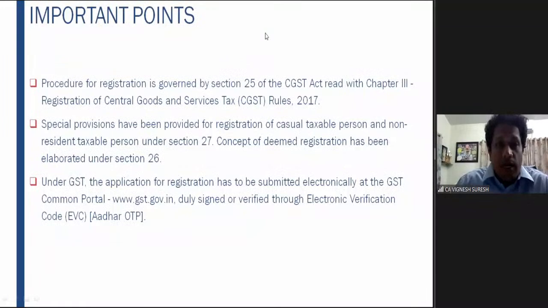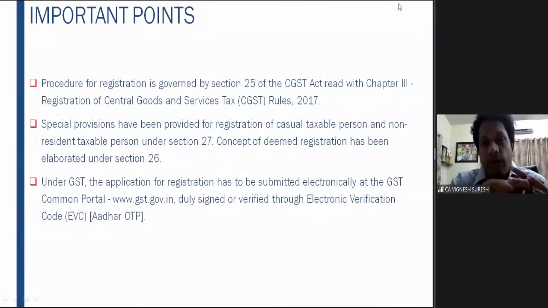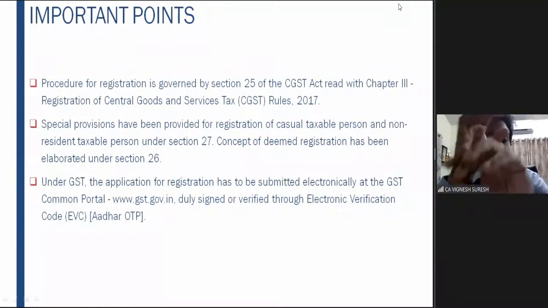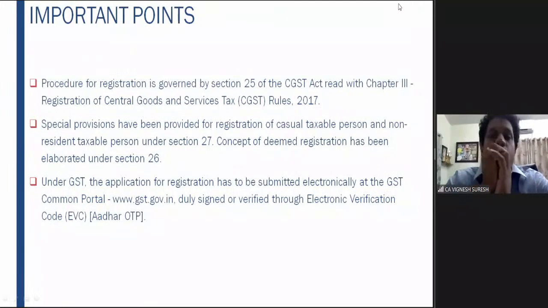So that was the provisions of sections 25, 26 and 27. Let us go through the various important points we covered before we move ahead to the next section. The procedure is governed under section 25, read with chapter 3. Special provisions have also been given for casual taxable person registration and non-resident taxable person. The concept of deemed registration has also been elaborated under section 26.